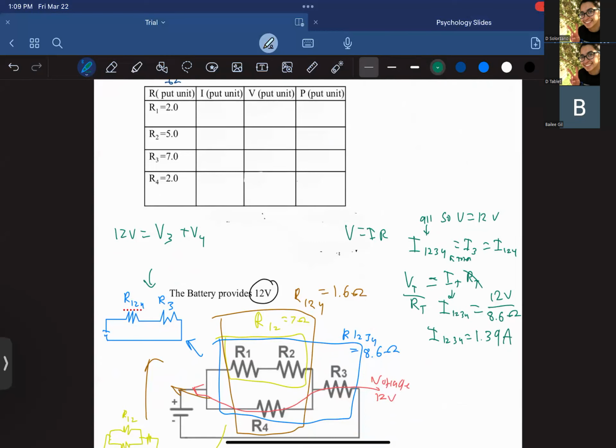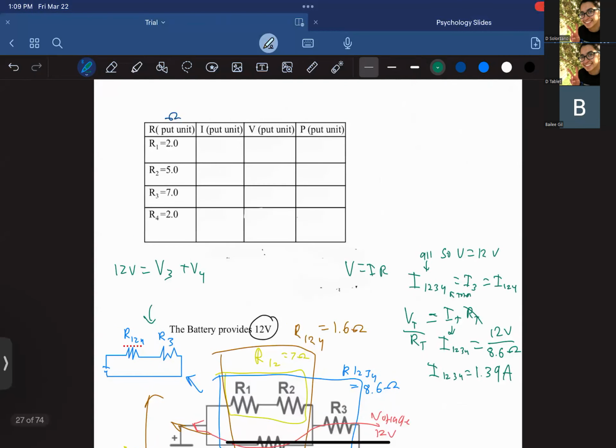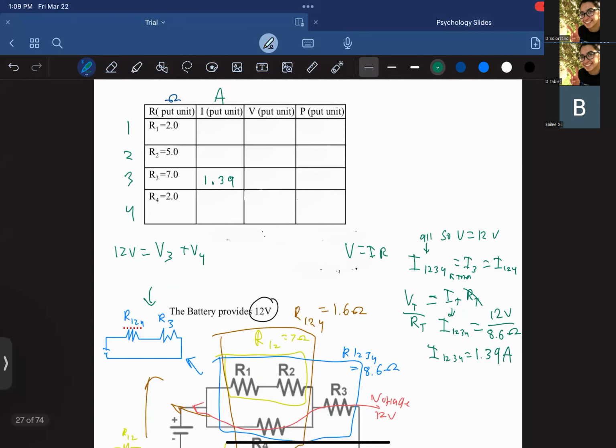And then because we know that these are in series, then that is also our value for I3. So we can go ahead and write that into our table. This is 1, 2, 3, 4. And I3, which is amperes, is 1.39 ampere. Cool. We'll go ahead and move this up.